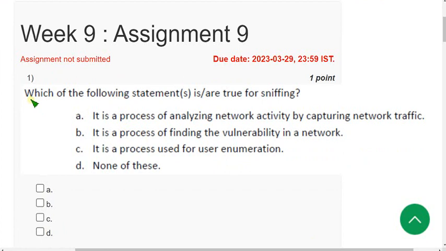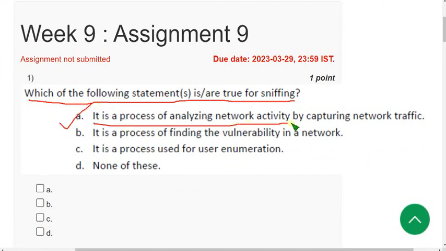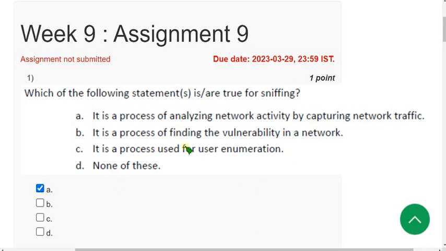First question: which of the following statements are true for sniffing? For the first question, I think only option A is the answer. It is a process of analyzing network activity by capturing network traffic. So I think only option A is the correct answer for the first question. Now let's move on to the second one.